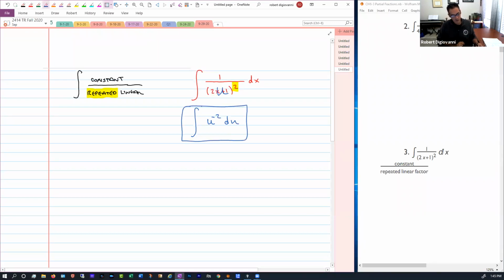And do we know what the antiderivative of that is? It's not natural log this time, right? It's not 1 over u. Yeah, negative 1 over u is the antiderivative of that.